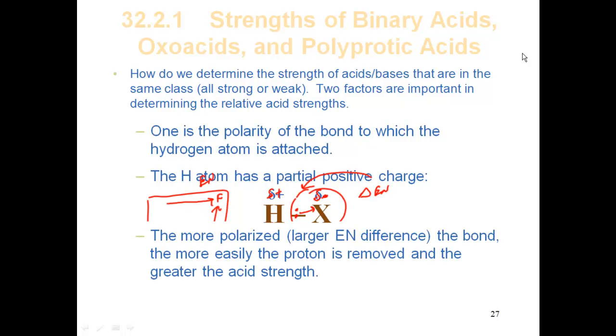The more polarized the bond, meaning the larger the electronegativity difference, the more easily that proton is removed and the greater the acid strength. So the larger that electronegativity difference, the easier it is to remove that proton, because the electrons are going toward that X species compared to the hydrogen, spending more time around the X than around the hydrogen. Therefore, the easier it is to pull off that hydrogen, therefore more acid strength. More H plus in the solution there.